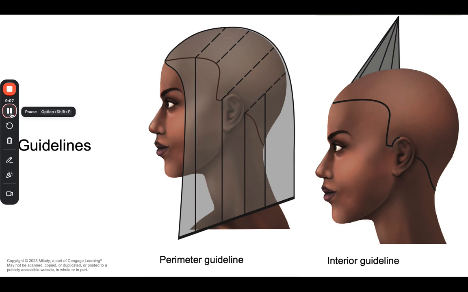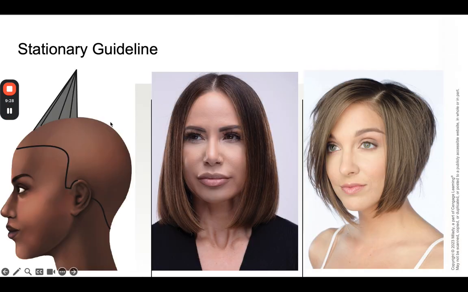The perimeter guideline is the hair's outer line, and the interior guideline is the cut's inner or internal line. The guideline is usually the first section cut when creating a shape. The two guidelines typically used are stationary and traveling. Stationary guidelines do not move. All other sections are combed to the stationary guide and cut at the same angle and length.